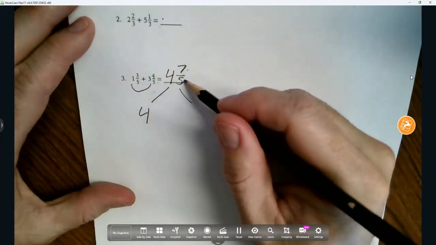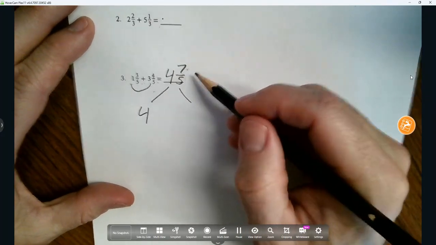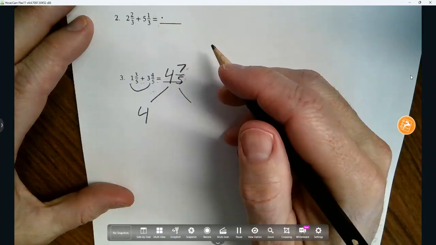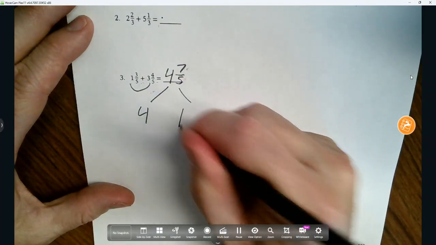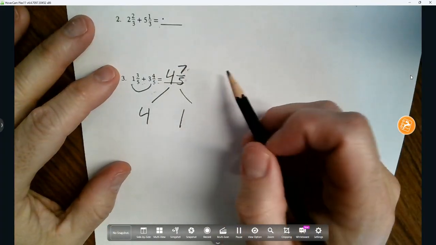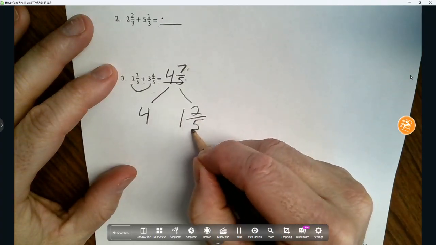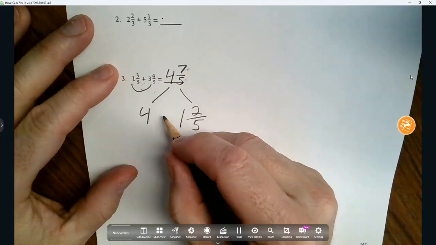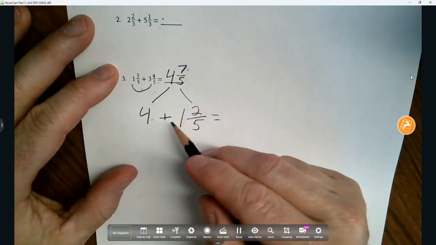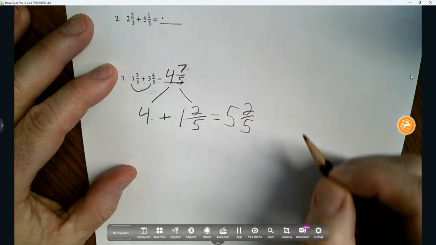When I break down 7/5, I want to figure out how many times the denominator can go into the numerator. So how many times can 5 go into 7? Basically, 7 divided by 5. What is 7 divided by 5? 1. How much do we have left now? We have a remainder. So basically now we want 7 minus 5. 7 minus 5 is 2. We're going to put that over 5 because that's our denominator that we use the whole time. Now we just add this together. So now we just have 4 plus 1 and 2/5. 4 plus 1 and 2/5 equals 5 and 2/5.